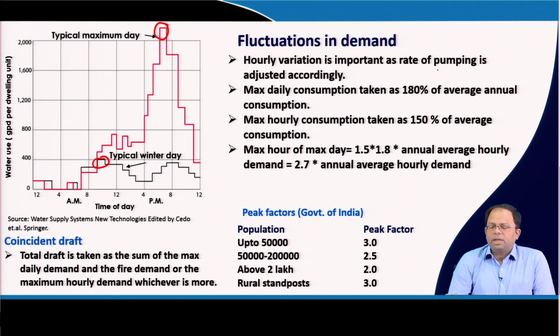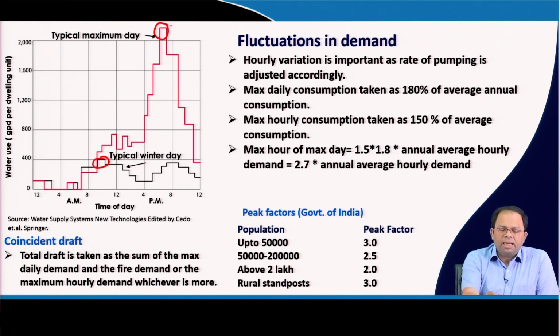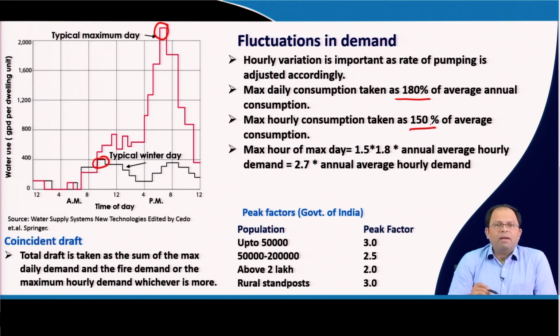So, hourly variation is important as the rate of pumping is adjusted accordingly, and maximum daily consumption is usually taken as 180% of average annual consumption. That means the maximum day during a year is around 180% of the average consumption for that year. And the maximum hourly consumption of a particular day is taken around 150% of the average consumption of that day. So if I take the maximum hour of the maximum day, it is 1.5 into 1.8 into the annual average hourly demand, which comes to around 2.7 times the annual average hourly demand.